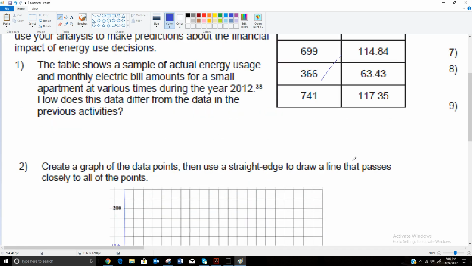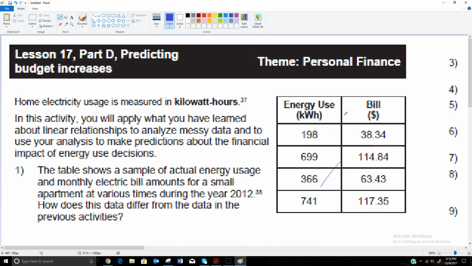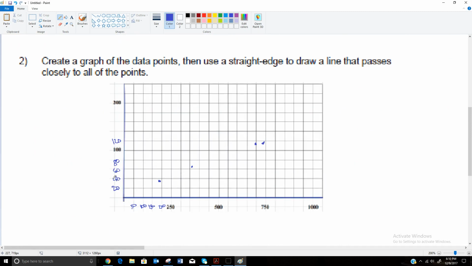And then the last one, 741, 117. So 741 would be a little bit before 750, and then we want to go up to 117. So up to 117 would be almost 120. So right about here. So these are, again, far from perfect because the scale's so big. We had to go all the way from a low of 198 up to a high of 740, and from a low of $38 to 117. So that kind of stretches this out a little bit.